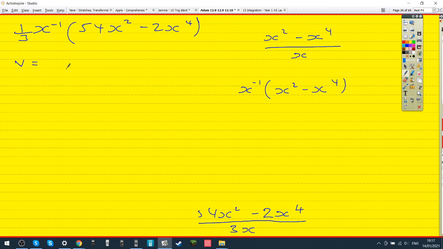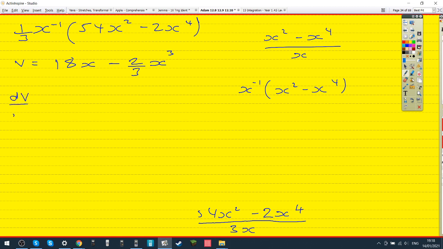So would the first one be 18x to the power of 1, or just x, 18x? Yep. Minus, and then third, minus 2 over 3 x cubed. Well done. And so we now have v in terms of, instead of x and y, x and x.